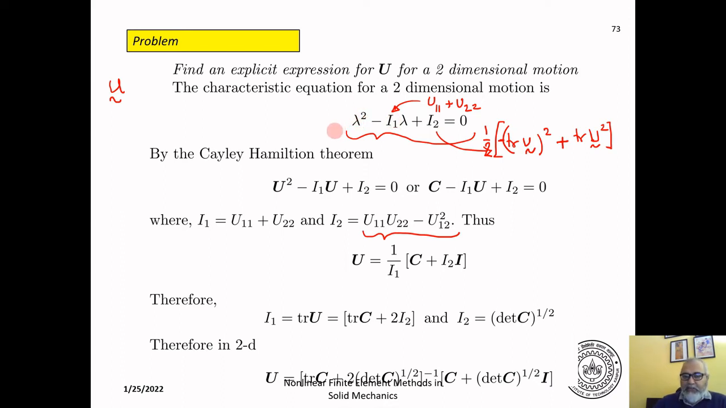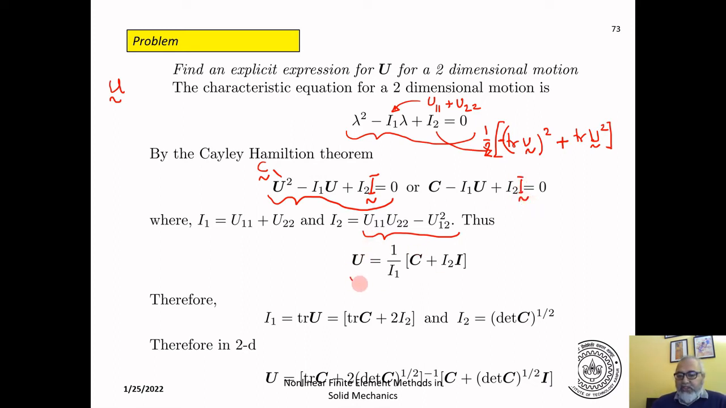Now, by the Cayley-Hamilton theorem, U should satisfy this equation. So if I replace lambda by U, this is what I will get. U has to satisfy this equation. And since U square is equal to C, which we have proved already, you get directly an expression for C in terms of U. So U is 1 by I1 times, I take C and I2 to the other side, and there should be an identity here, because all the terms are tensors, so there should be an identity here.